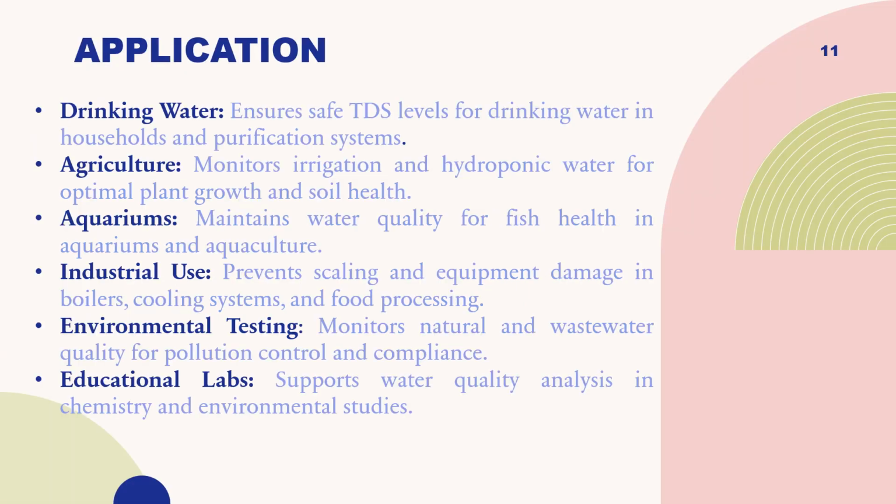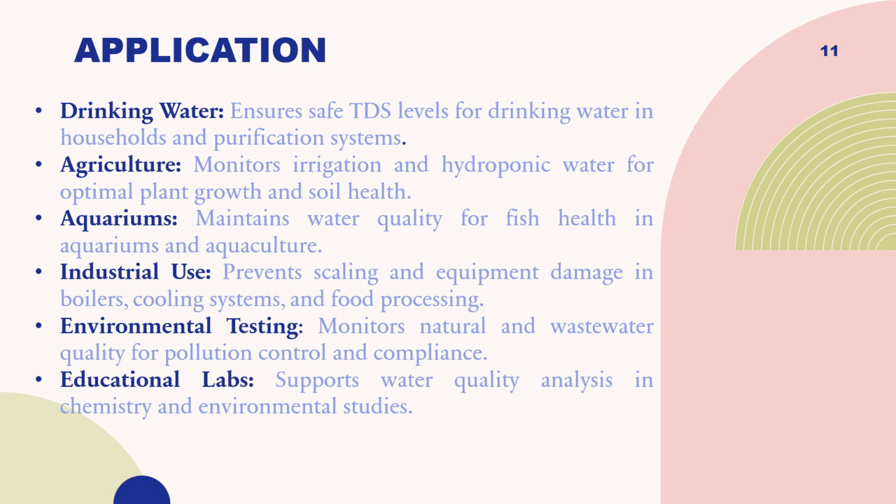Moving toward the application part. One of the most important applications of a TDS meter is drinking water. It ensures safe TDS levels for drinking water in households and purification systems. Then it is used in agriculture. It monitors irrigation and hydroponic water for optimal plant growth and soil health.